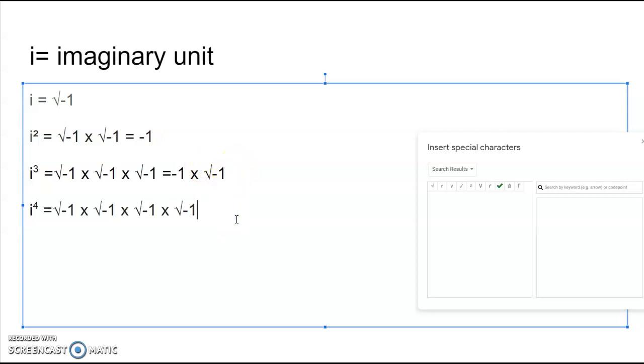And for the last one, i to the fourth power, it would be i cubed times rad -1, which is just -1 times -1. And that equals 1.